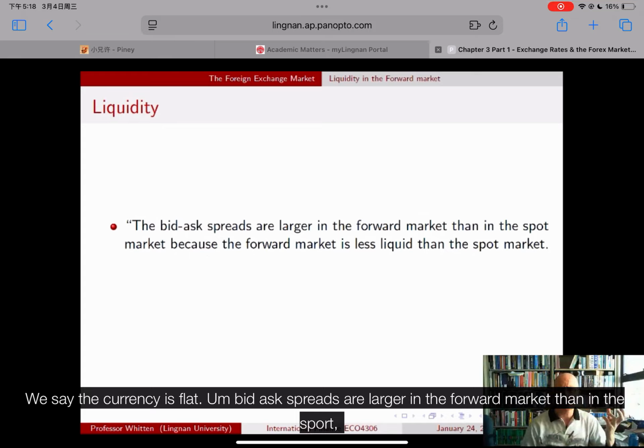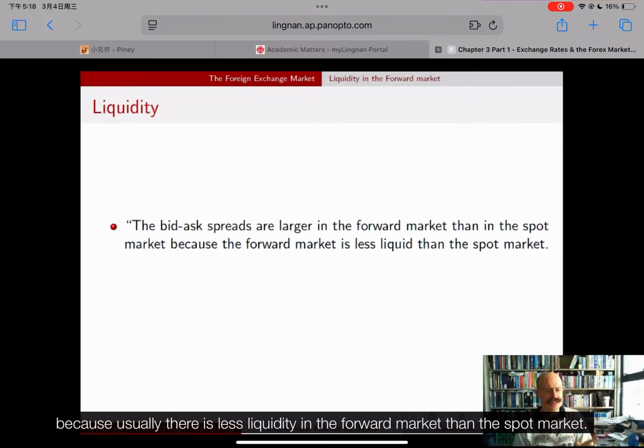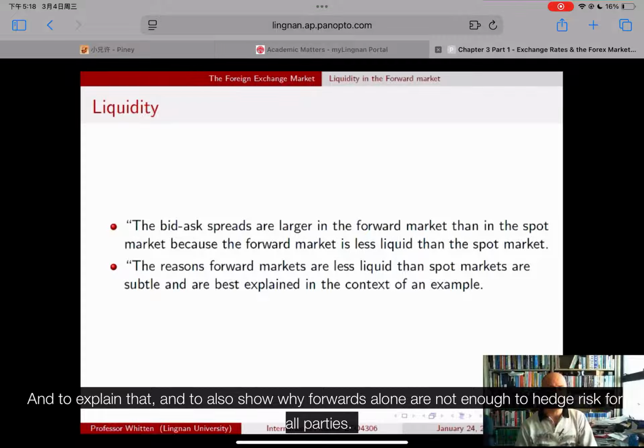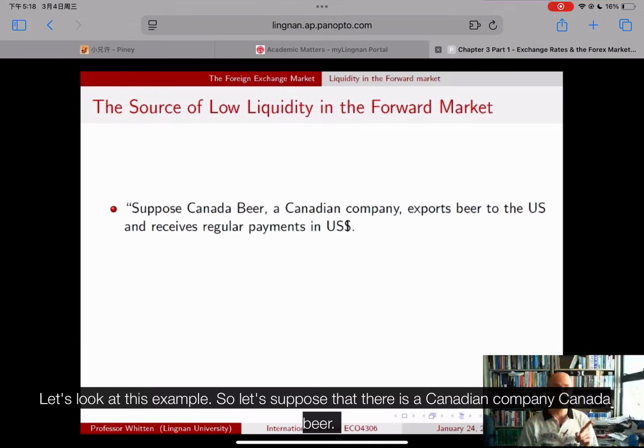Bid-ask spreads are larger in the forward market than in the spot because usually there is less liquidity in the forward market than the spot market. And to explain that, and to also show why forwards alone are not enough to hedge risk for all parties, let's look at this example.